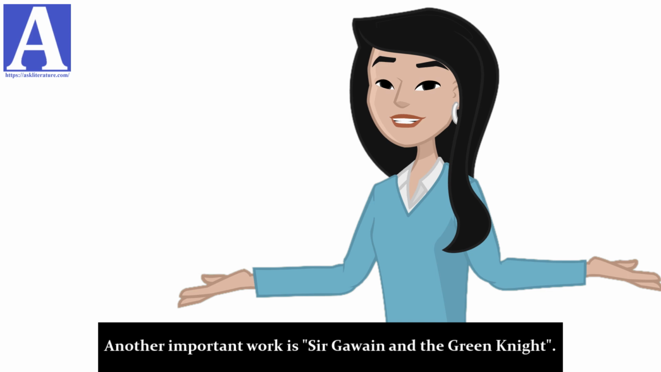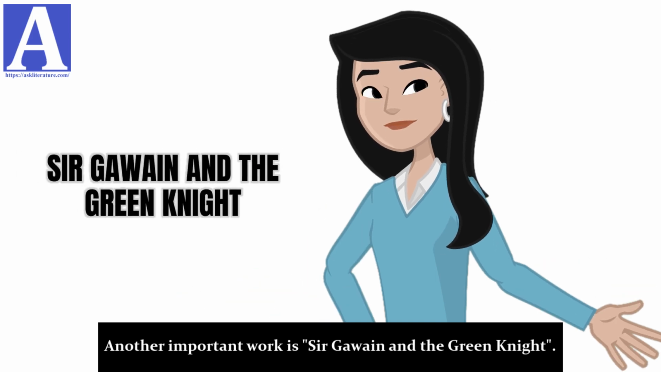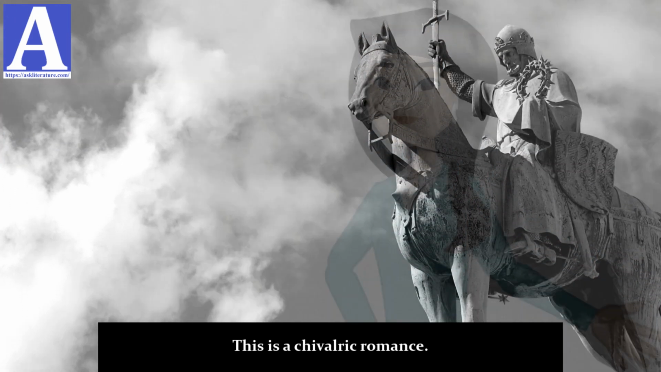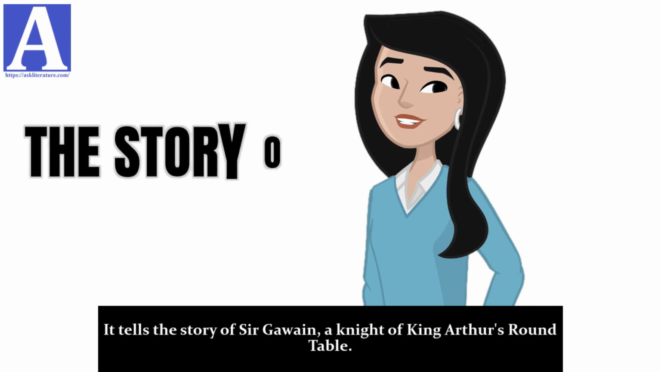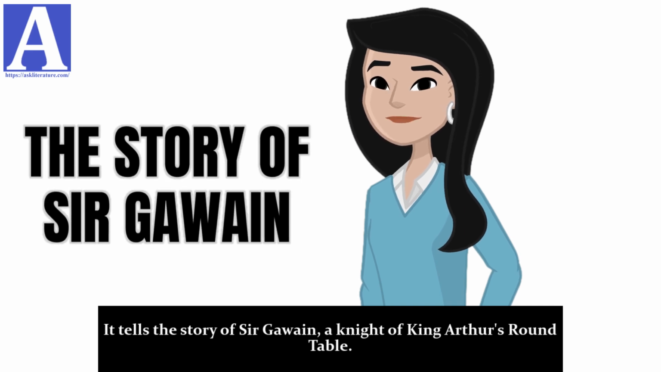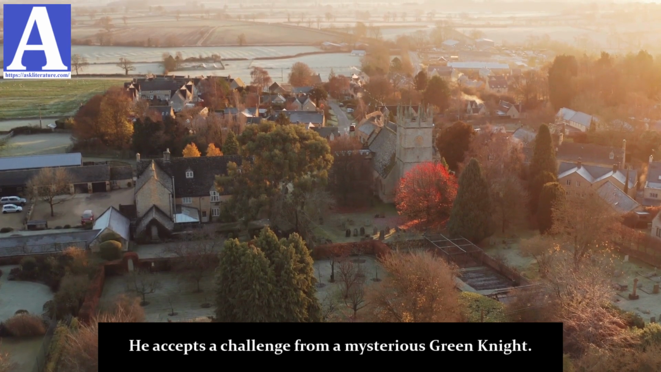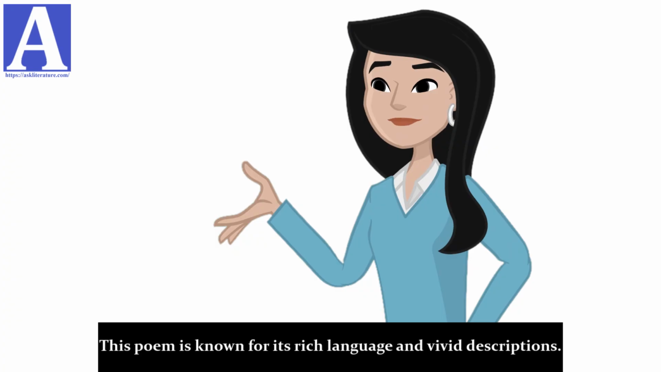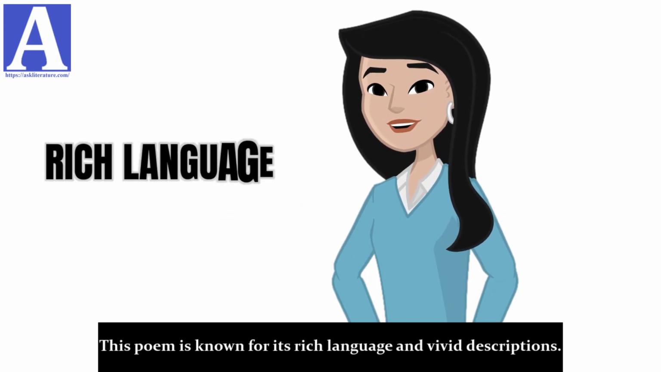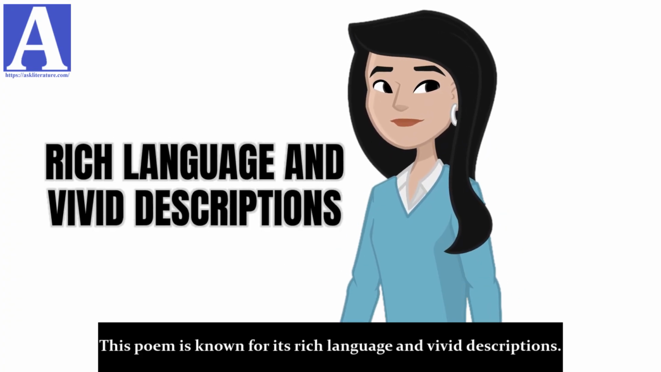Another important work is Sir Gawain and the Green Knight. This is a chivalric romance. It tells the story of Sir Gawain, a knight of King Arthur's Round Table. He accepts a challenge from a mysterious Green Knight. This poem is known for its rich language and vivid descriptions.